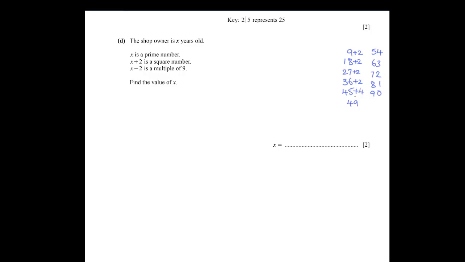That means the actual number is 47. The square number, x plus 2, is a square number. So from 49, if I remove 2, I will get 47. So that prime number is what? 47. Question number D is done.